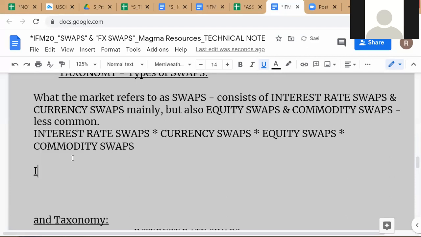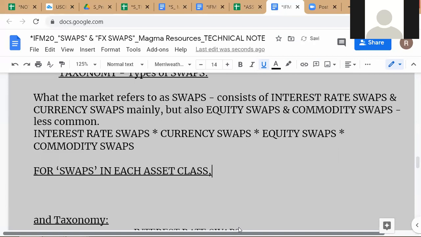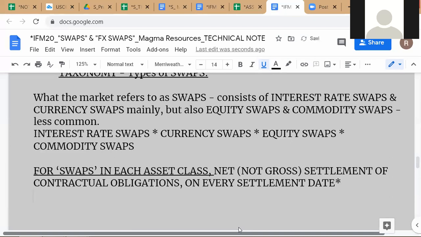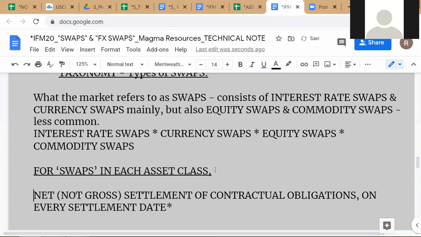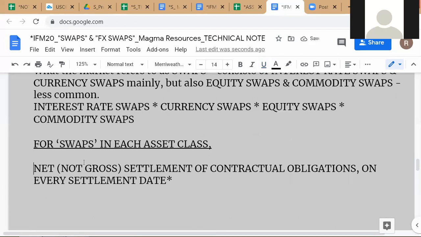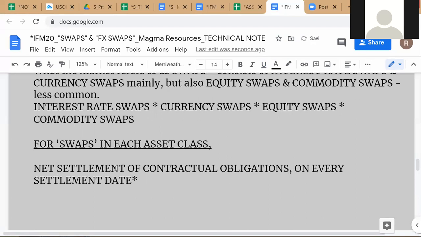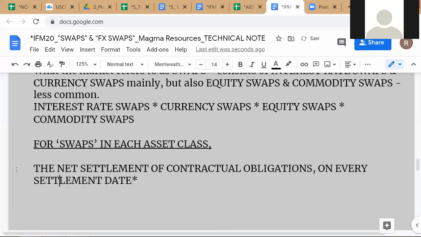For swaps in each asset class, okay? That means all of these types of swaps, okay? Forget the English now, I'll just first write the keywords. For swaps in each asset class, what are we trying to say here? We don't need to write not gross because we have already made this statement. The net settlement of contractual obligations on every settlement date is between two types of rates.